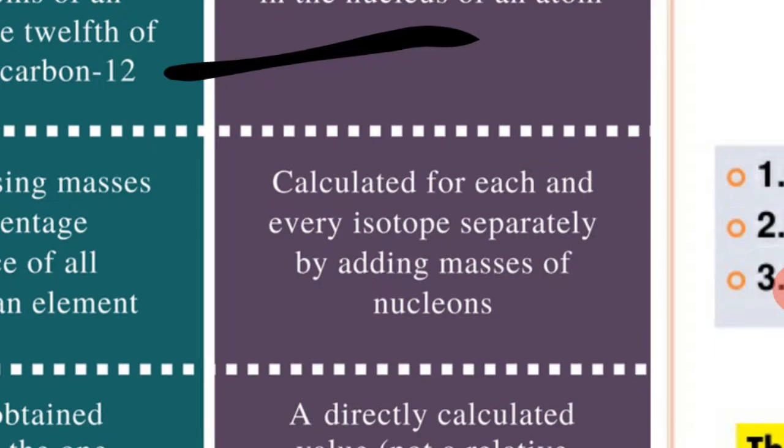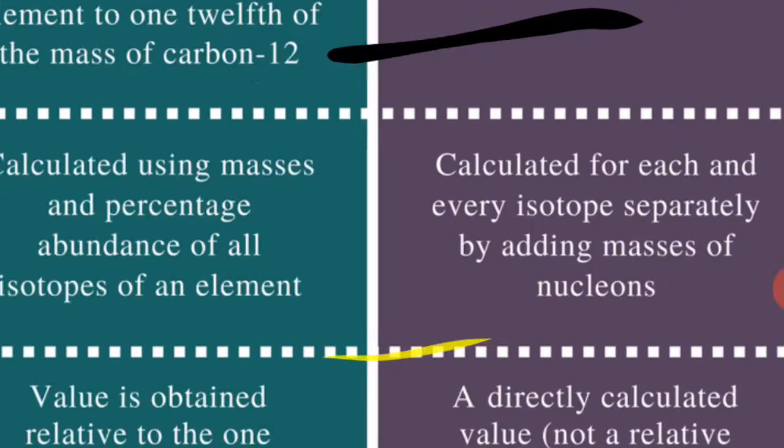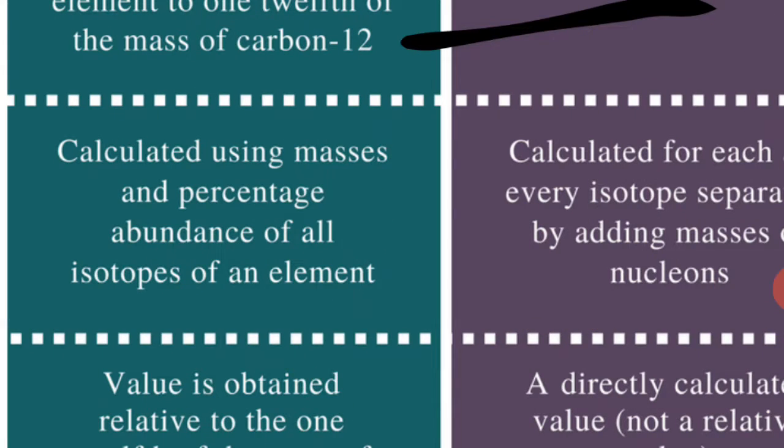Atomic mass is calculated for each and every isotope separately, like hydrogen, deuterium, tritium, carbon-12, carbon-13, carbon-14, individually we will calculate the mass. But in relativity, what will we do? We will calculate the relative atomic mass by percentage abundance of all isotopes. Like how many types of isotopes are abundant in nature.